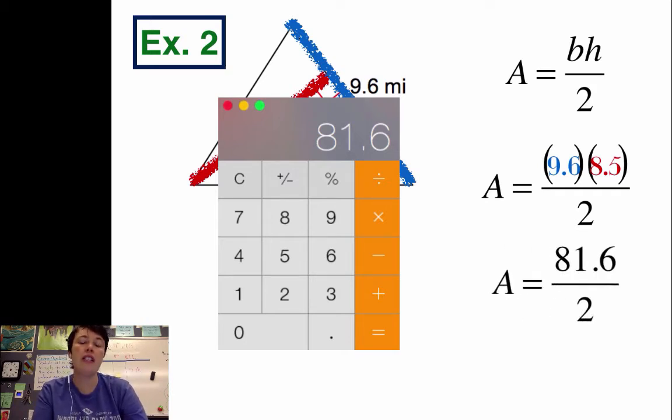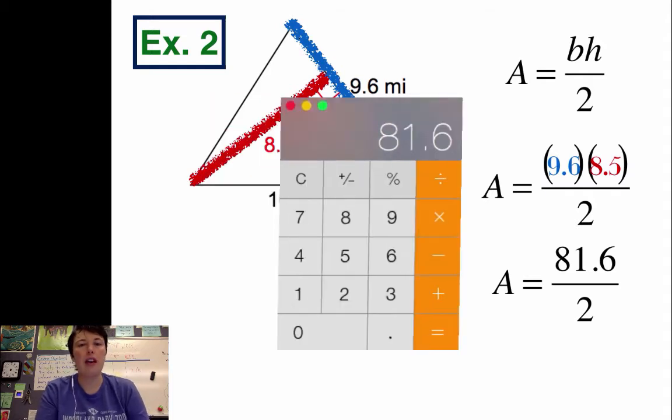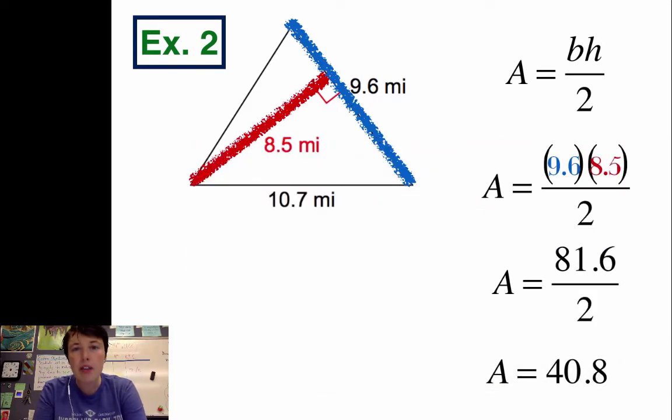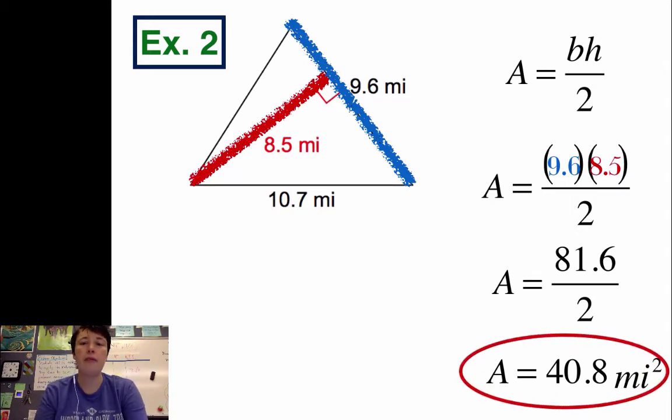So our area is 81.6 divided by 2. We still got to divide by 2. So what I'm going to do is grab the calculator again, divide it by 2, and I get 40.8. So my area is going to equal 40.8. The units in my picture are measured in miles, so we're going to say miles squared because it's a little square miles, and then I'll circle my answer.